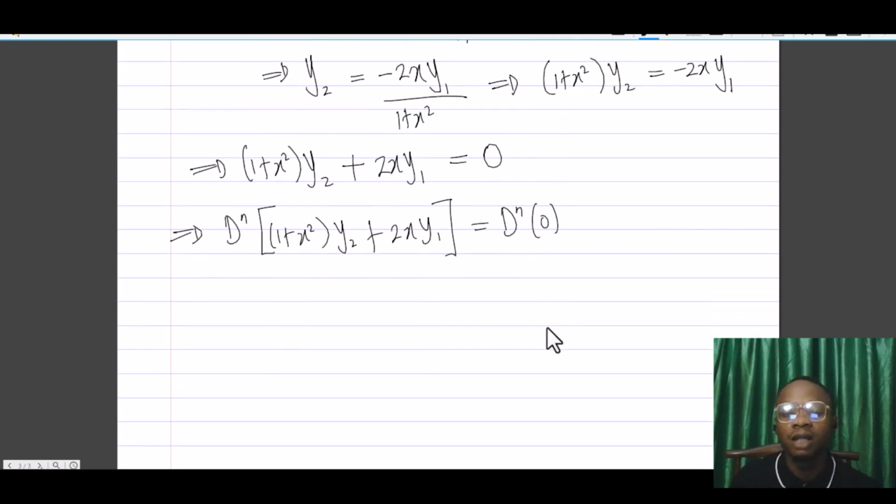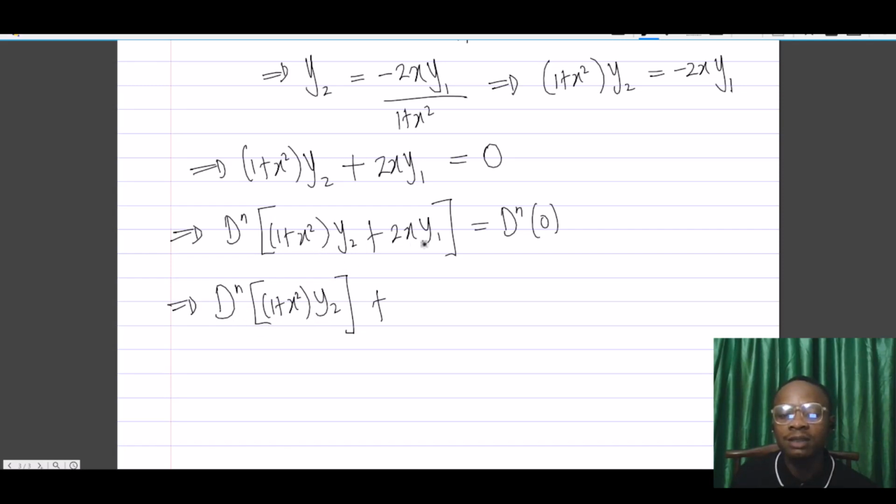And we can easily see that this is basically equal to the nth derivative of 1 plus x squared multiplying y2, close the bracket, plus this one also is a product. I mean, this is obviously a product of two functions. Y2 is a function of x. This is also a function of x. So this is a product of two functions. So we have to apply Leibniz formula to simplify this.